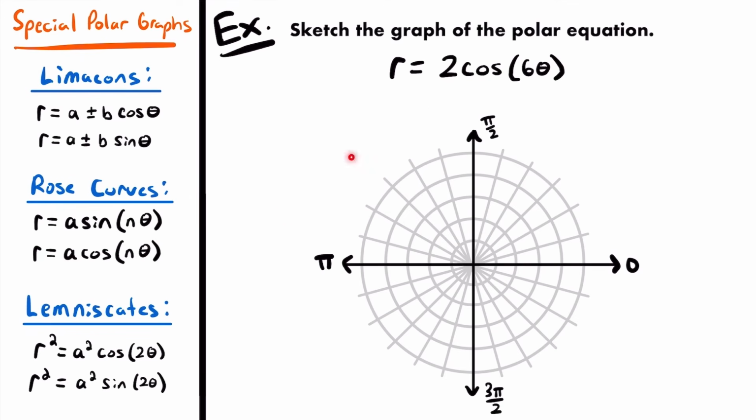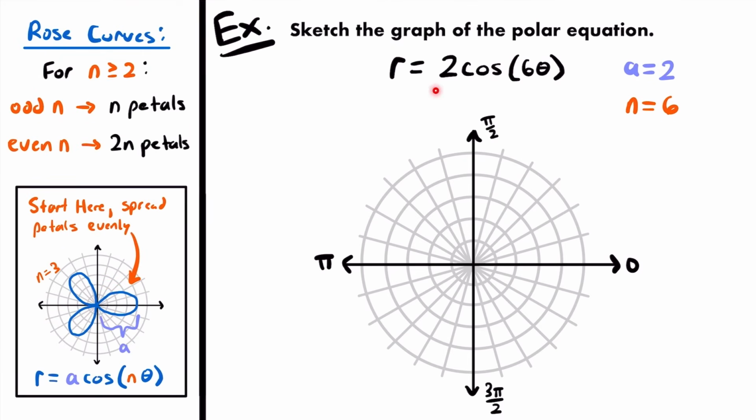except a is equal to 2 and n is equal to 6. So I'll write that down. A is equal to 2 and n is equal to 6. Okay, so we know this polar equation is going to represent a Rose curve of some kind, and that is given that the value of n is greater than or equal to 2, which in this case it is.